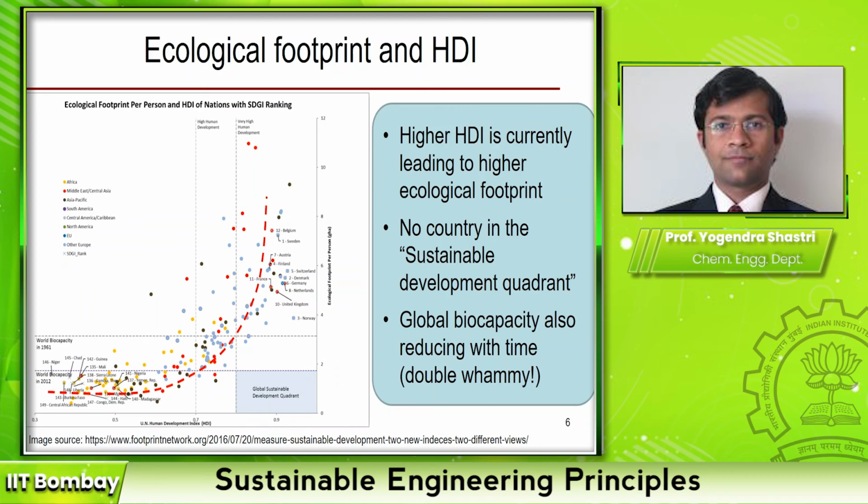We have previously looked at the calculation of the Human Development Index, and I told you that it captures the economic factors, the educational factors, and the health factors or life expectancy. Now, how does it compare with the ecological footprint? Because HDI directly doesn't include any environmental impact or environmental factor. This figure, which is taken from the source at the bottom, shows the relationship between the Human Development Index on the x-axis and ecological footprint on the y-axis. And I have drawn this red line which shows the general trend.